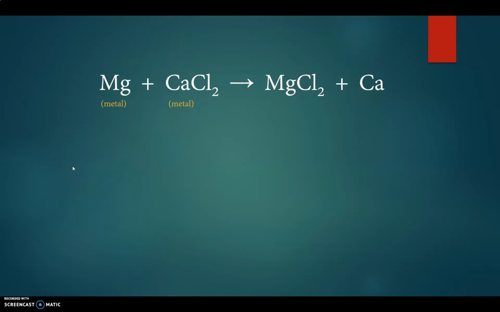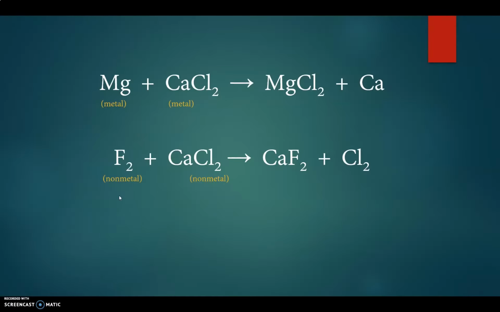All right, now let's take a look at an actual example. In this case, we have magnesium, which is a metal, so it's going to trade places with calcium, which is also a metal. So the magnesium and calcium will switch places. Since magnesium and calcium are both in group 2 and they both form positive 2 ions, the magnesium is also going to have 2 chlorides, and then the calcium will be replaced.